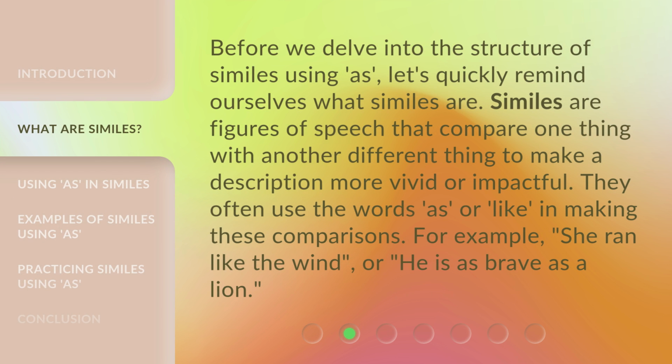Before we delve into the structure of similes using as, let's quickly remind ourselves what similes are. Similes are figures of speech that compare one thing with another different thing to make a description more vivid or impactful. They often use the words as or like in making these comparisons. For example, she ran like the wind, or he is as brave as a lion.